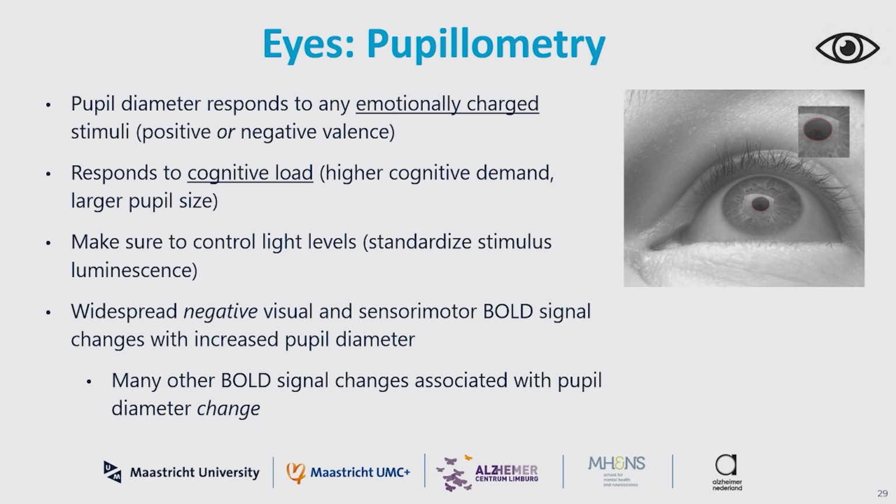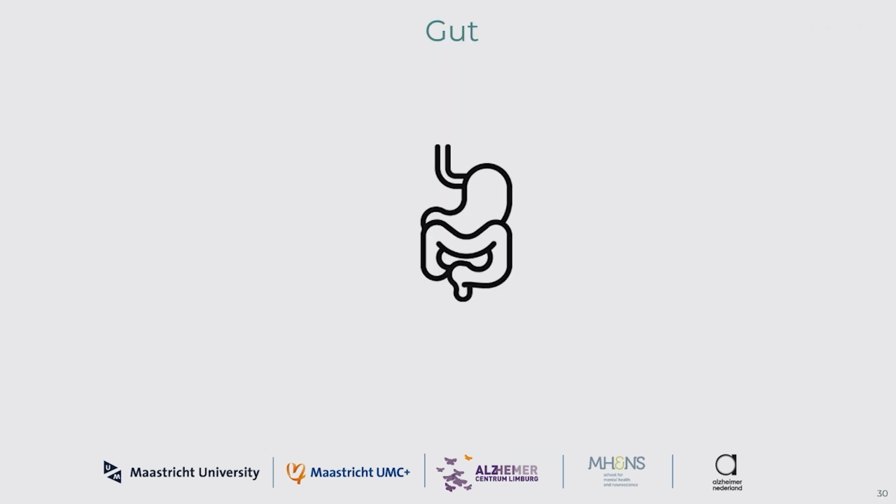So there have been many studies and many papers that found a relationship between negative visual and sensorimotor BOLD signal changes and an increased diameter of the pupil. There are also many other BOLD signal changes that could be associated with pupil diameter change. So let's touch upon the gut.